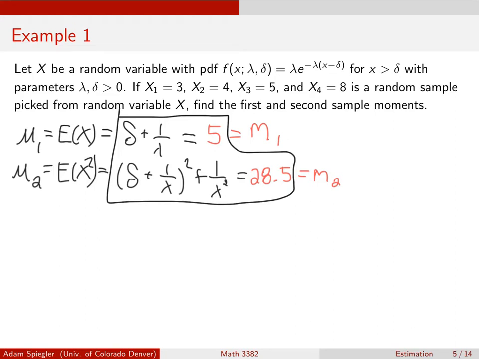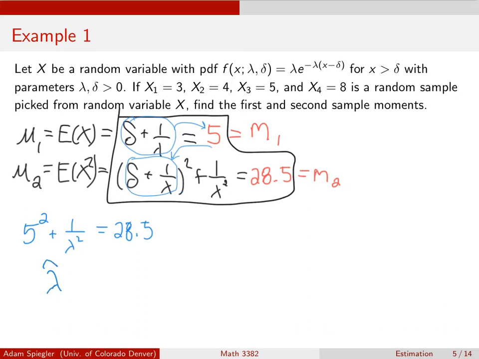If I want to solve this system, one thing we can do is notice that this quantity right here is the same as this quantity right here. Since I know that is equal to 5, I can substitute 5 in for delta plus 1 over lambda. When I do that, that gives me 5 squared plus 1 over lambda squared, which needs to equal 28.5. Now we can solve for lambda. For example, we could subtract the 25 from both sides, then take the square root, and then take the reciprocal, and that's going to give me my estimate for lambda.